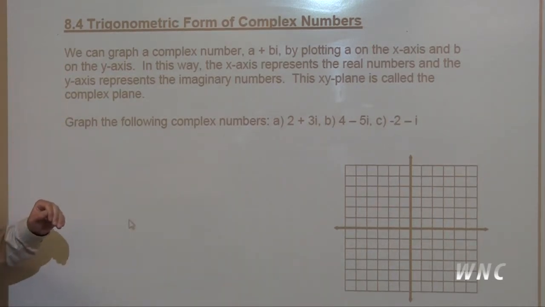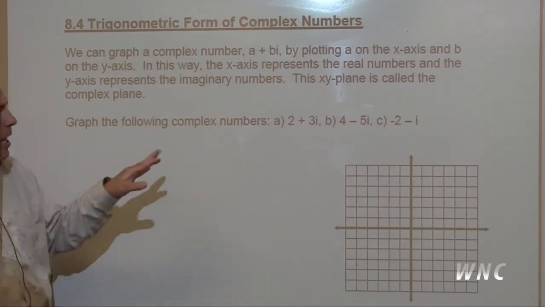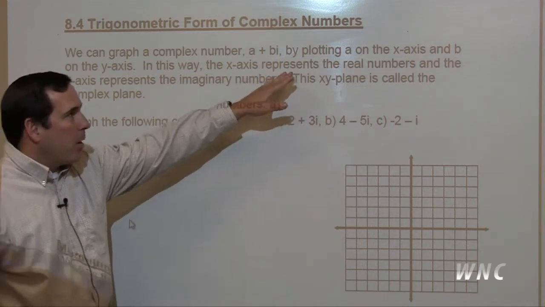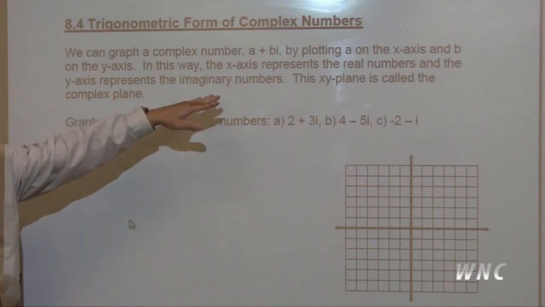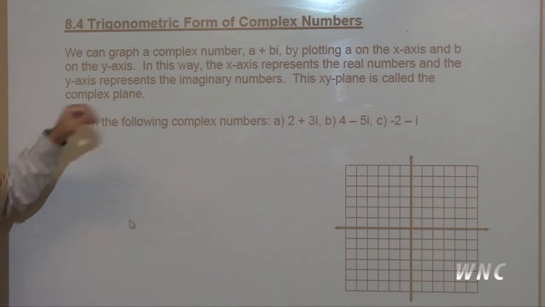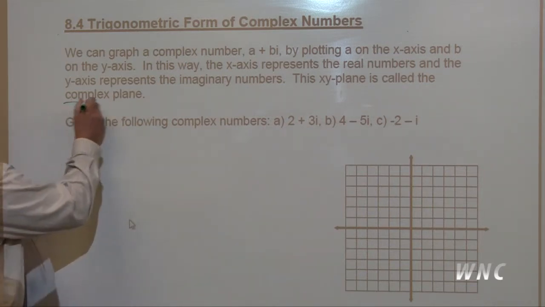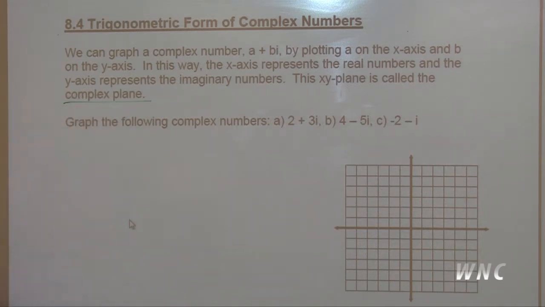So we can graph a complex number a plus bi by plotting a, the real part, on the x-axis, and b, the imaginary part, on the y-axis. So the x-axis is for real numbers, the y-axis is for imaginary numbers. The xy plane is then called the complex plane. I want you to underline that in your notes or highlight it.